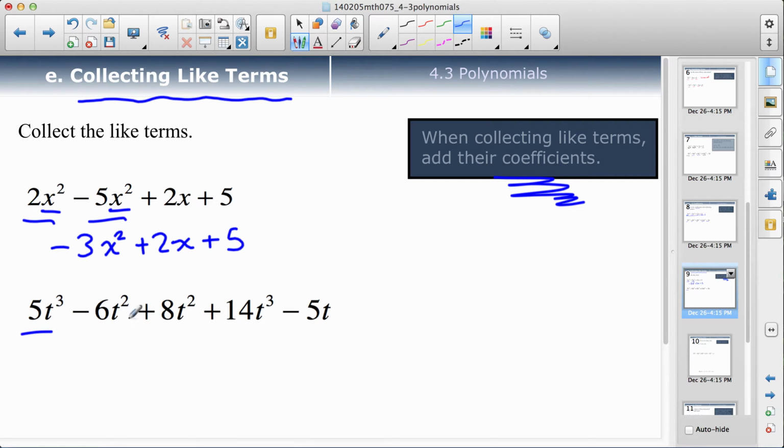Okay, so this one goes with that one. I'm up 5, I gained 14, so I'd have 19t cubed. Let's do t squared. Oh, here's a t squared. So these are like terms. Down 6 t squareds, gain 8, so I'd be up 2 t squareds. So I've taken care of all of those. It looks like this guy's out by himself, so we'll just leave him there. Okay, so that's collecting like terms. The main thing is the variable part has to be identical.